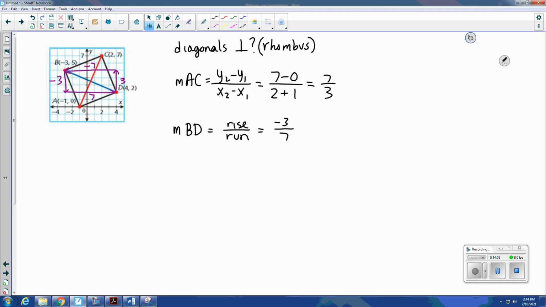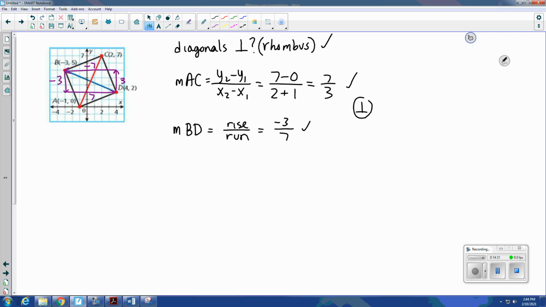Now, the other thing to look out for perpendicular slopes is if you flip one or take the reciprocal of one and change the sign, you should get the other slope. And that holds true. If we take the reciprocal of 7/3, we get 3/7. Change the sign, we get negative 3/7, which is in fact what we see here. So check, check, these are perpendicular. So we have a rhombus.